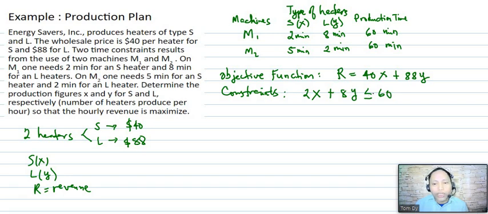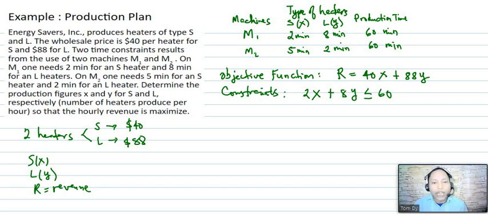We usually use less than or equal to or greater than or equal to. But this one, since this is on an hourly basis, we have here less than or equal to 60 minutes. Make sure that the units here are the same. Okay, that is the production time for machine 1.